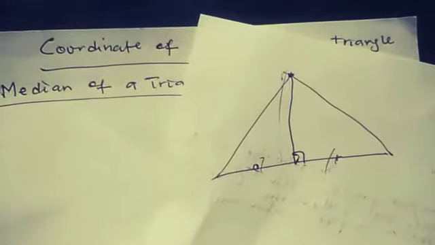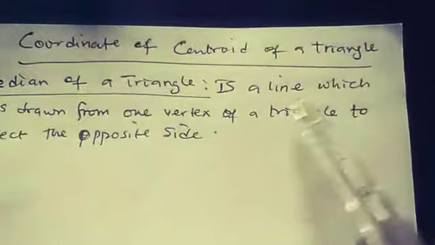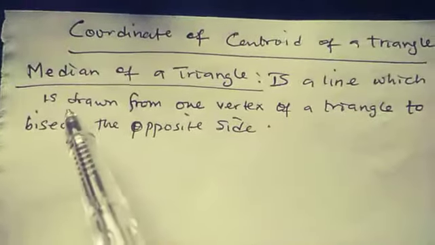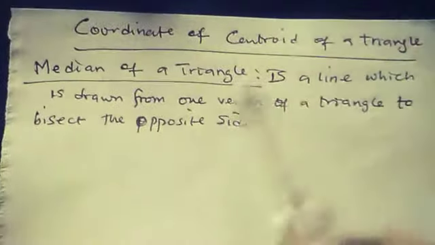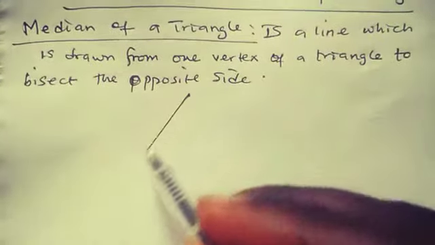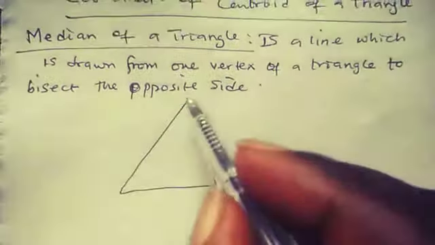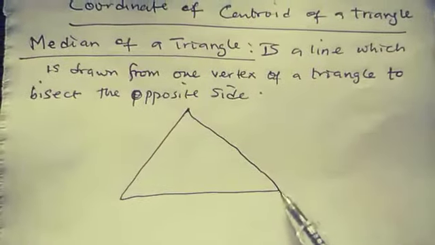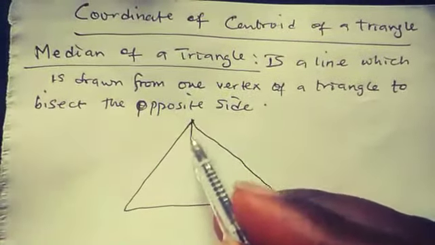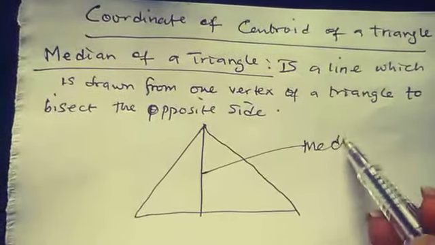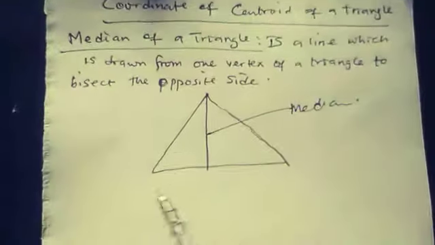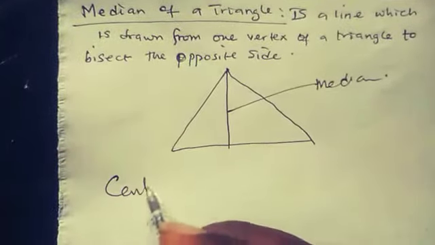So we define it as follows. We say that it's a line or a straight line which is drawn from one vertex of a triangle to bisect the opposite side of the triangle. So this is what we are trying to see. So this line here is the median of the triangle. So that will now lead us to what we call the centroid.